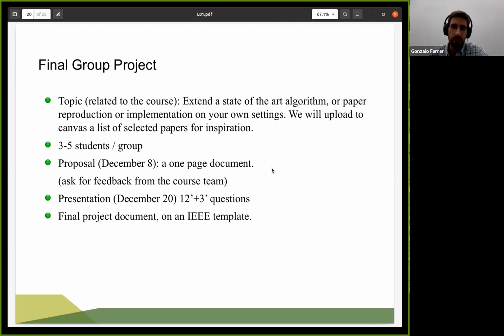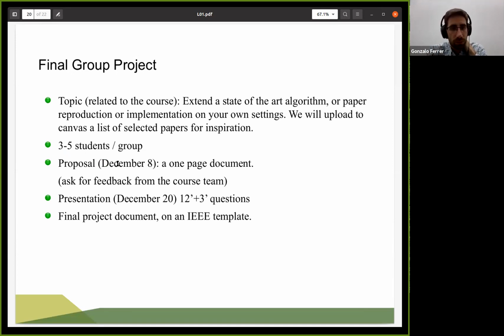So now maybe it's about looking for a group, looking for students. Maybe if you have some of them, we will announce when we need a definite list of students. But in principle, we want a list of 3 to 5 students. Ideally, it's four students. Oh, this date is incorrect. No, wait, this is correct. Yes. Proposal. You have an assignment in Canvas, December 8th.